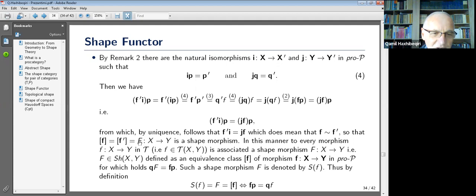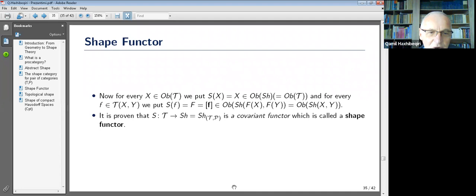So the class of F is the same as the class of F prime, which we denote by the shape morphism F from X to Y. In this manner, to every morphism F from X to Y in T is associated a shape morphism, which is defined as the equivalence class of F of morphisms in pro-P for which holds qF equal Fp. Such a shape morphism F is denoted by S(F). Thus, by definition, S(F) is the equivalence class of F.